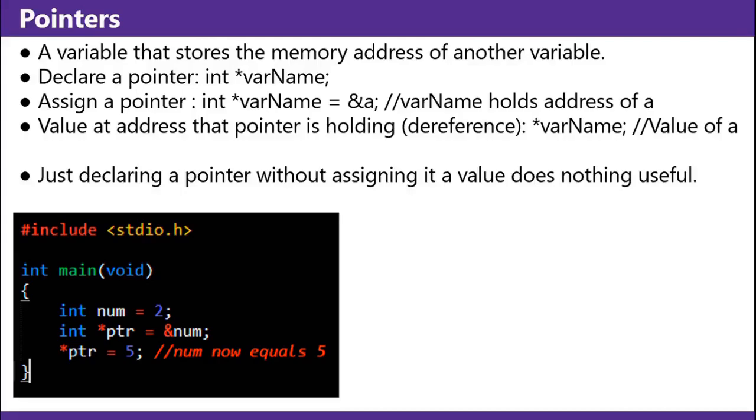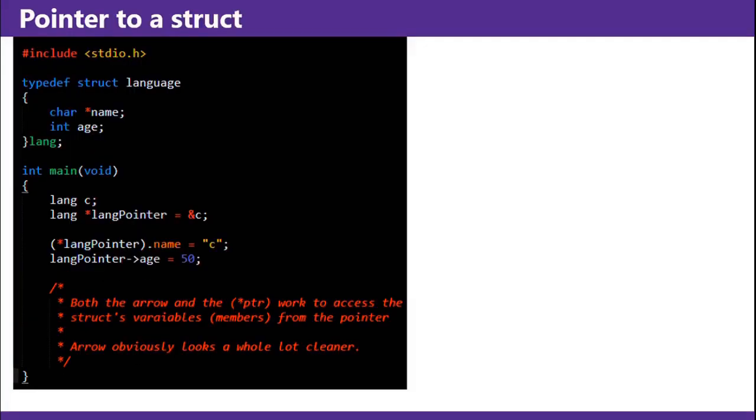In this example, you have the number 2, you declare a variable, you declare a pointer to the number 2, and then you use the dereference operator to make num now equal to 5. Pointer to a struct: if you have a pointer to a struct and you want to access its members, you can either put the pointer in parentheses, dereference it, and then use dot, or just use the arrow and then access the member. Obviously, the arrow looks a whole lot cleaner.